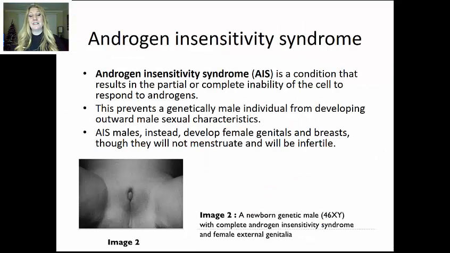Androgen insensitivity syndrome is a condition that results in the partial or complete inability of the cell to respond to androgens. This prevents a genetically male individual from developing outward male sexual characteristics. Instead, AIS males will develop female genitals and breasts, though they will not menstruate and they are going to be infertile as well.